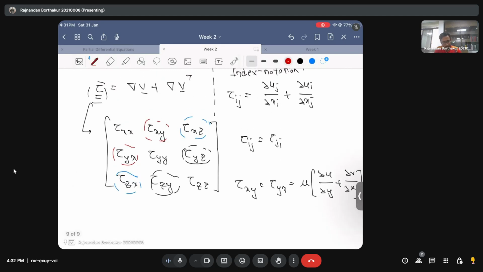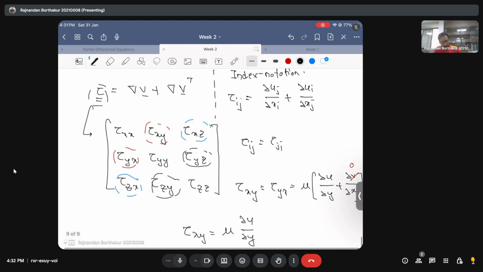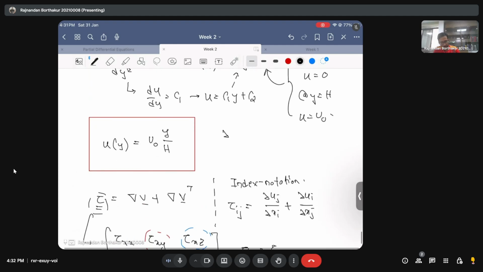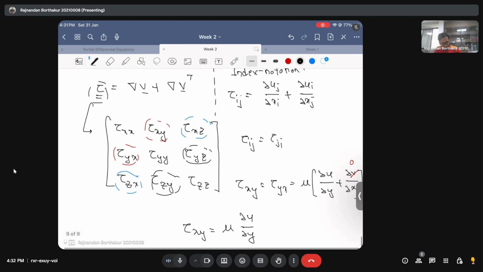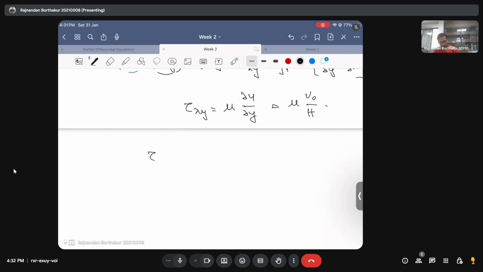But it's just a unidirectional flow, right? That means that this v is equal to 0, and then I just have tau xy, which is going to be mu times del u by del y. And I know what u is, so del u by del y is going to be u naught by h. So this is going to be mu times u naught by h. This is what your stress field is going to be, this is what your tau xy is going to be.